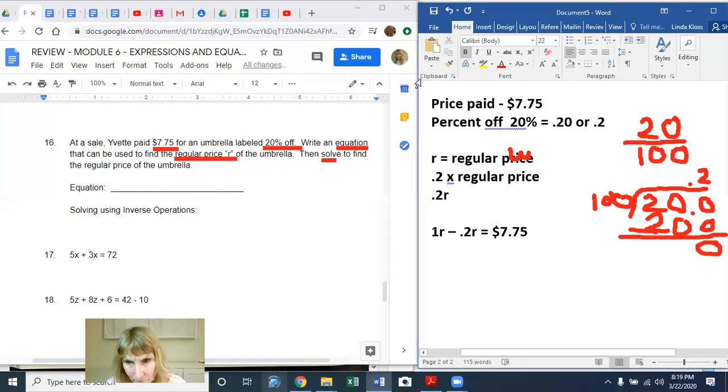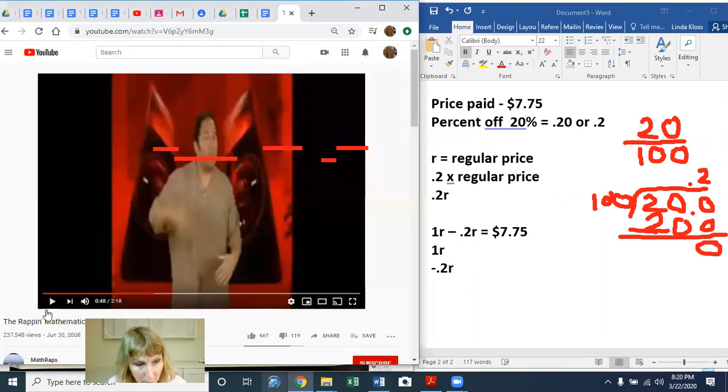So now I have to take 1R and subtract 0.2R. Now, do you see what I have to do here? I have to line up the dot. So I think it's time to play that song again for a minute.